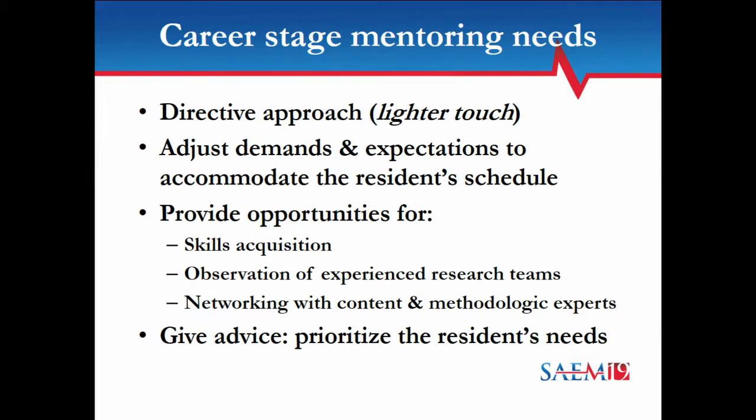Trust me, it will come back to you. I have done this more than once, sent off residents that I loved working with to fellowships that were not mine.